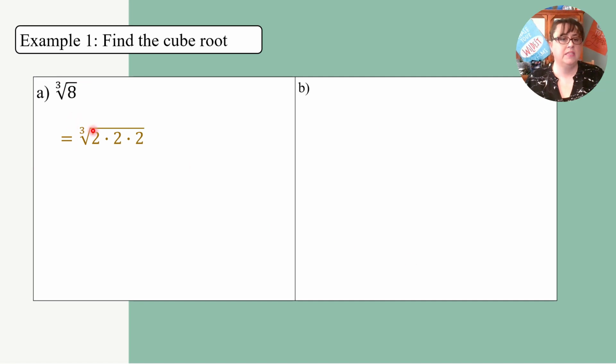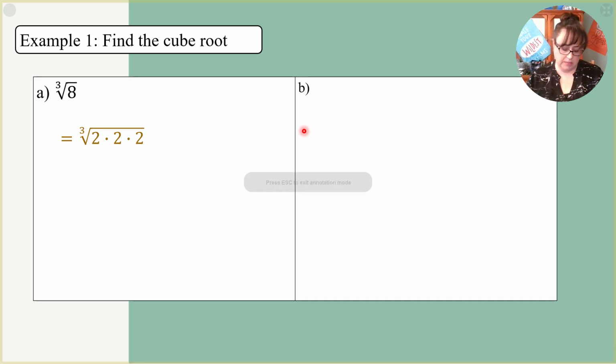So now it's the cube root of 2 times 2 times 2, and we're looking for triplets in this case. So it's really important that you understand that you are looking for triplets. And in this case, 2 are going to go away and only 1 comes out. So our answer then is 2.